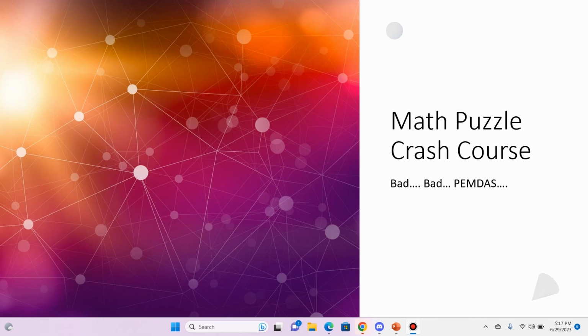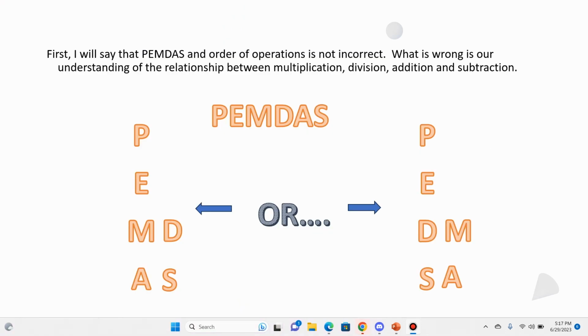I wanted to talk a little bit about some of the bad elements of PEMDAS. It's a convention that's 6 letters: parentheses, exponents, multiplication, division, addition, subtraction. But often what happens is people will assume that it's a 6-step thing when it's really only 4.